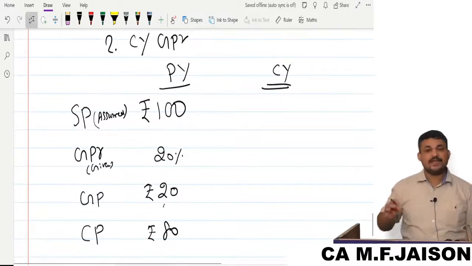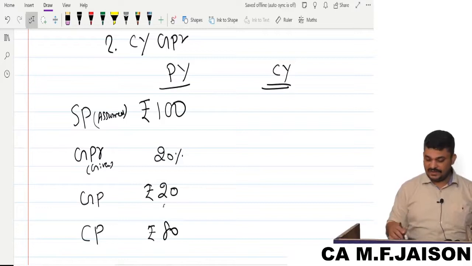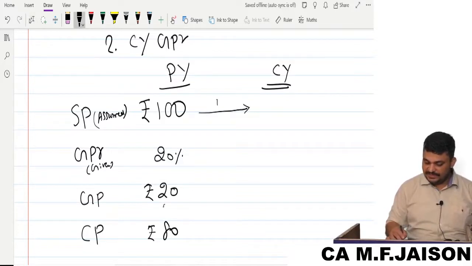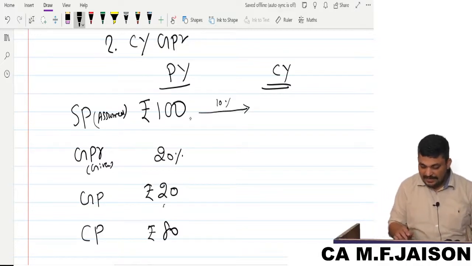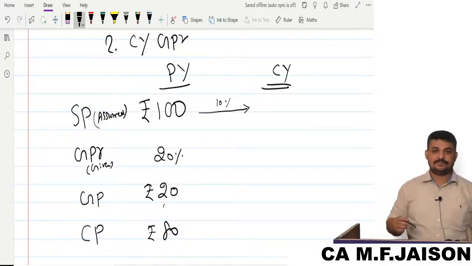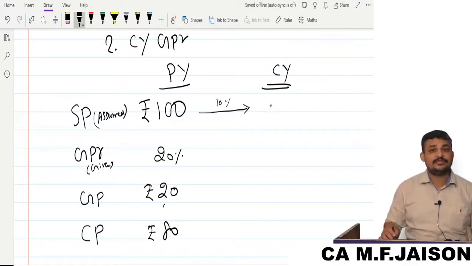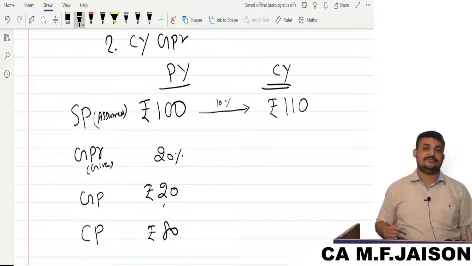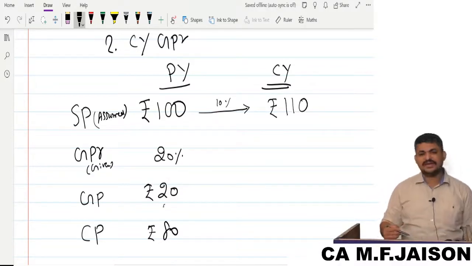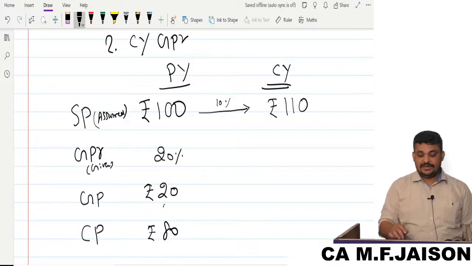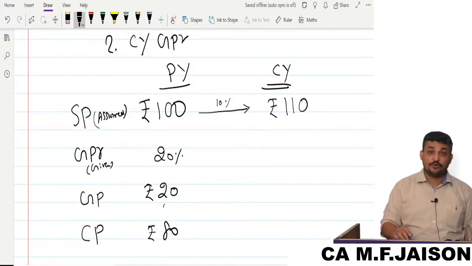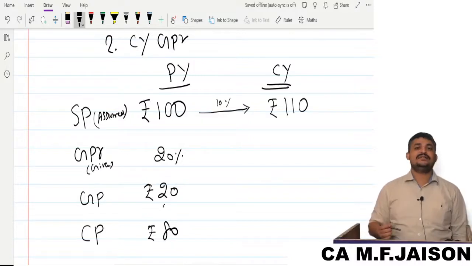Now listen carefully. For the current year, what happened? The selling price increased by 10%. So from 100, a 10% increase is there. What is the new selling price, do you think? The new selling price will be rupees 110. It is not simply adding 10 on 100. 10% of 100 is 10 rupees, so when you add 10 rupees, it is 110.